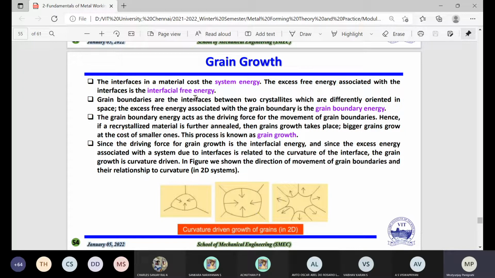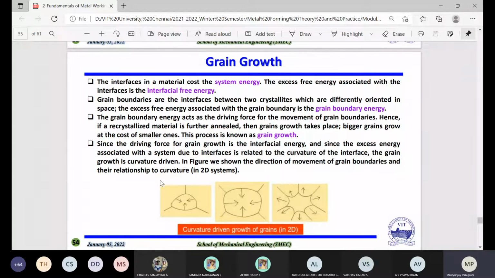The interface in a material costs system energy. Okay, inside what is happening? If you remember, we talked about three things in composite materials: one is matrix, one is reinforcement, then one is the interface, right? So here also, if you have the grain boundary, between two grain boundaries you have to find out how they are contacting or touching there. Similarly, you have to understand the system energy inside, and the excess free energy associated with the interface is the interfacial free energy.